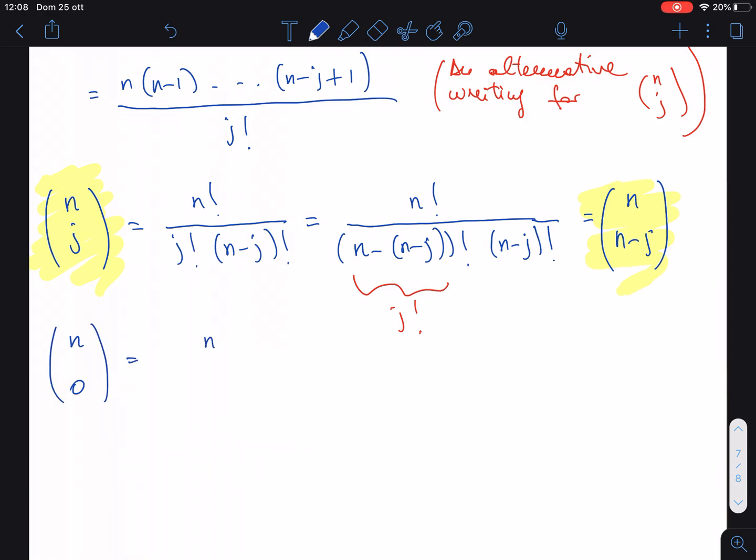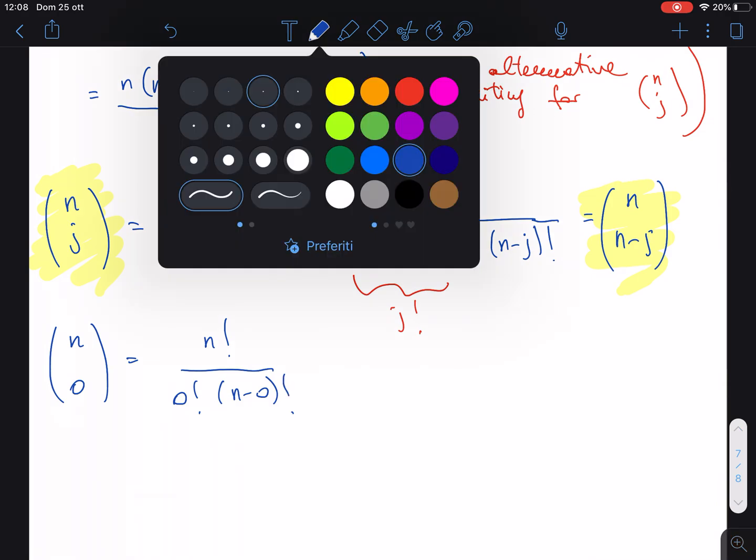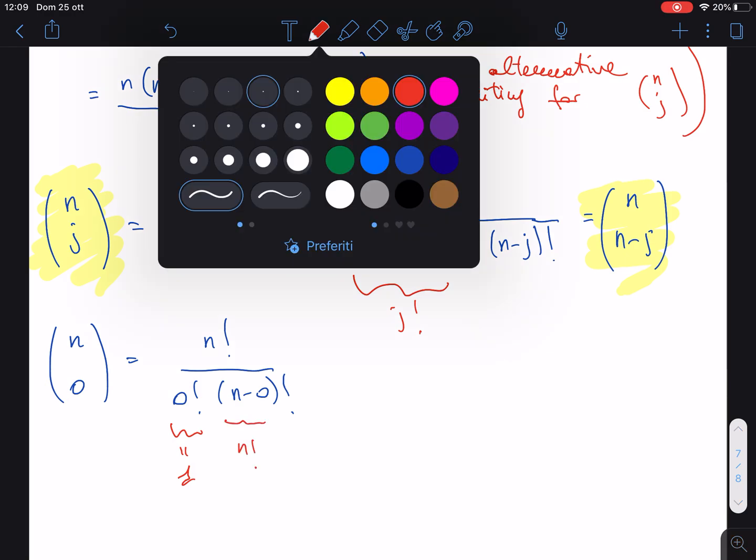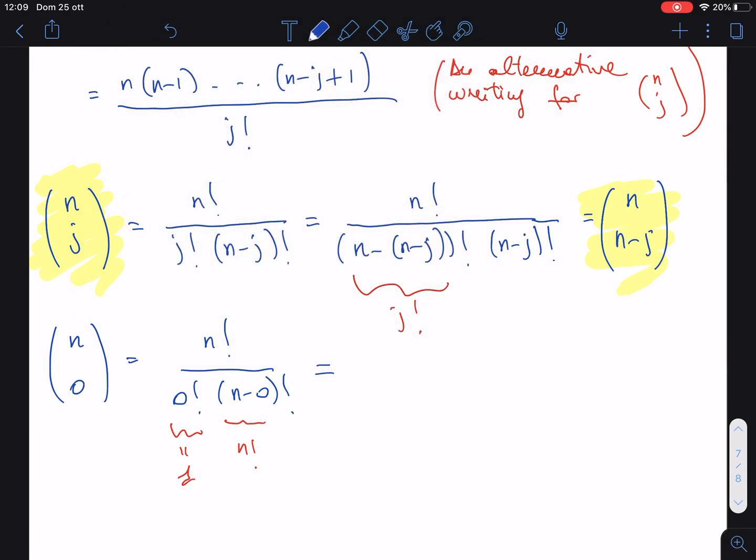You have here n factorial, 0 factorial, and here n minus 0 factorial. Remember that by definition 0 factorial is equal to 1. Okay? And n minus 0 is n, so n factorial. So whenever in the lower position in the binomial coefficient you have 0, the result here is 1.